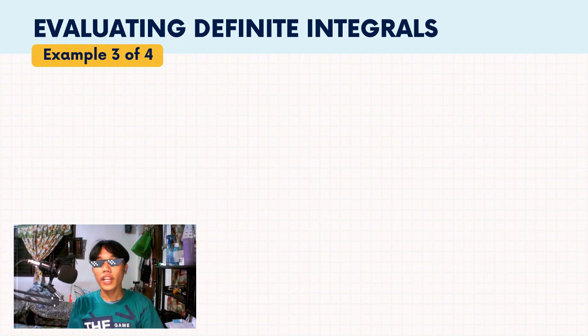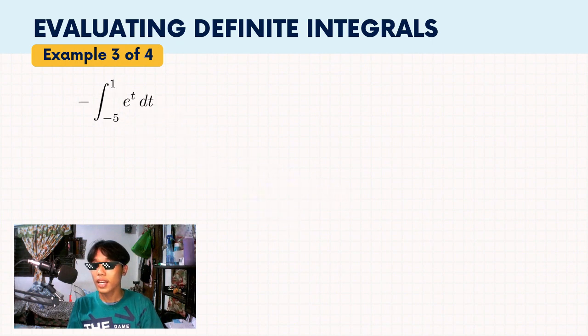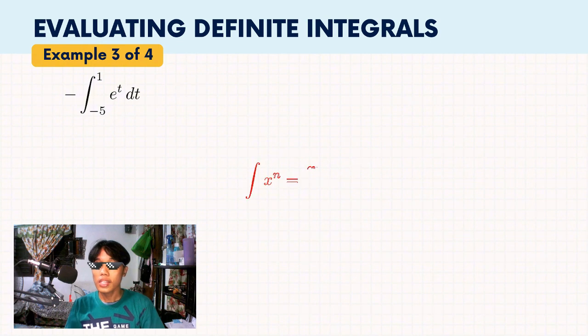Let's evaluate the definite integral of e raised to t from 1 to -5. Since our limit of integration is in reverse, we will use the reverse interval property on this function to switch the upper and lower limit of the integral. Next, we get the antiderivative of e raised to t using the power rule of integration. We get e raised to t.